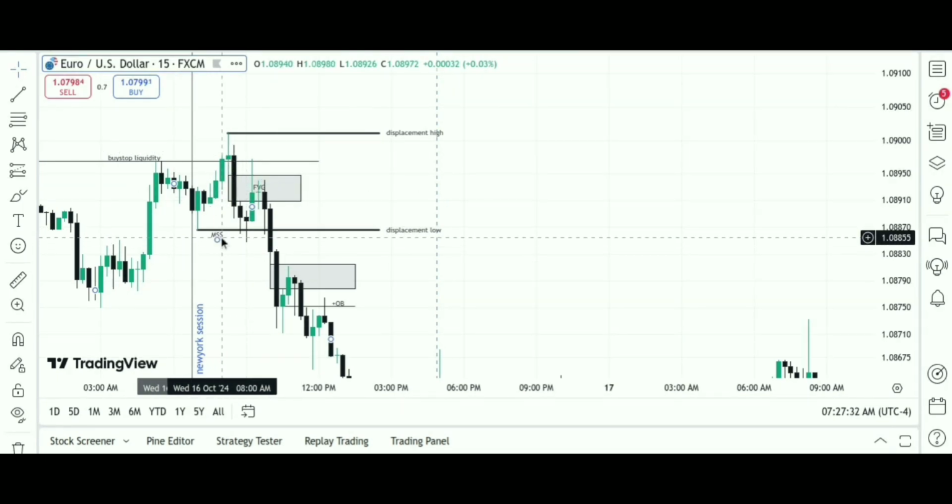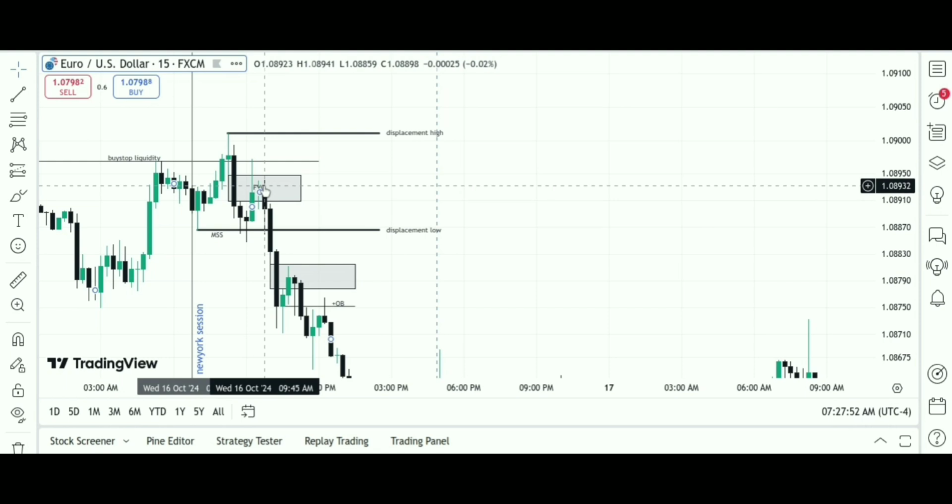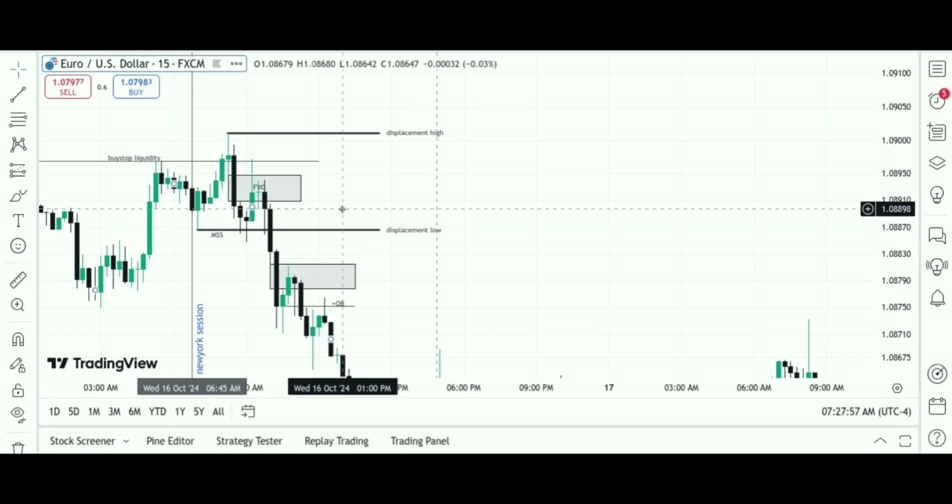Then we have our market structure shift, which took out this previous swing low. Now we have a displacement high and a displacement low. Between this range is where we look for our fair value gap, breaker block, etc. to anticipate a price movement to the downside. As you can see, this is a clear example for you guys to understand how displacement works.